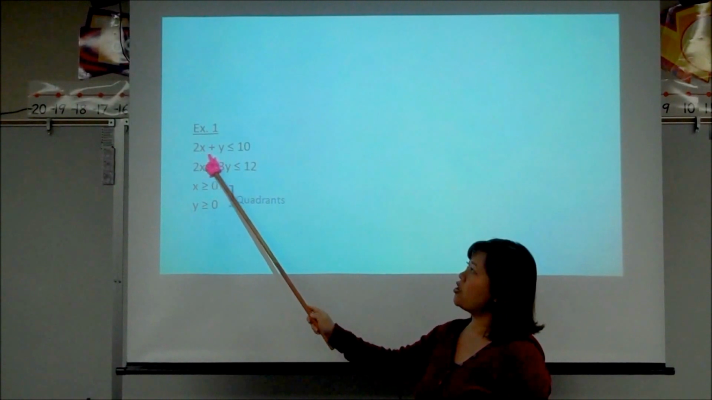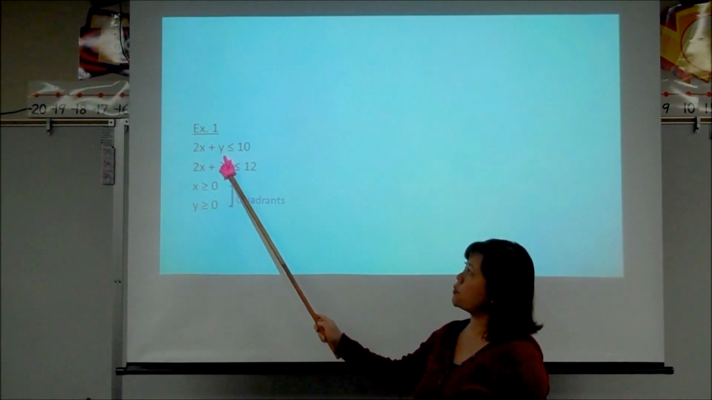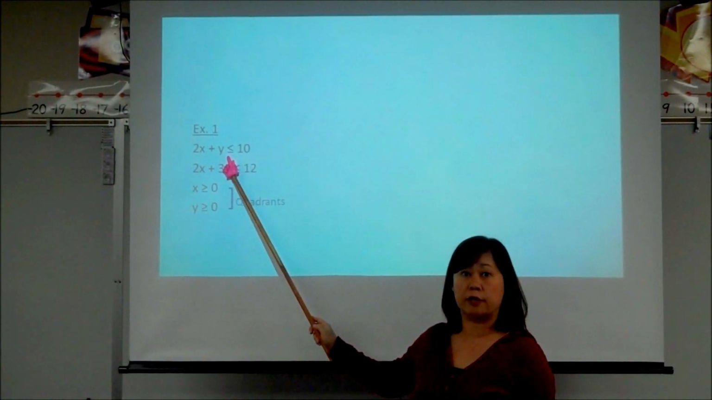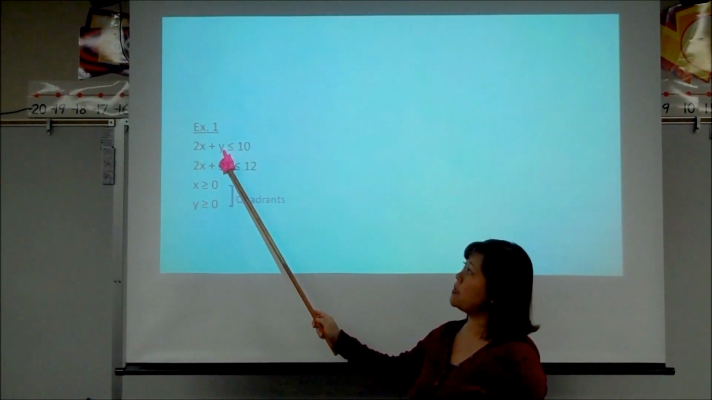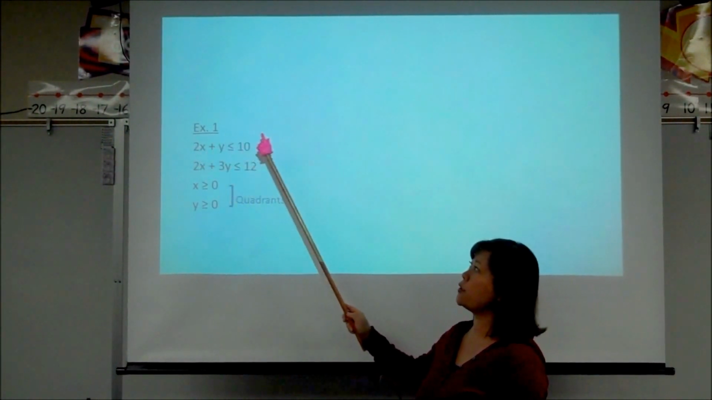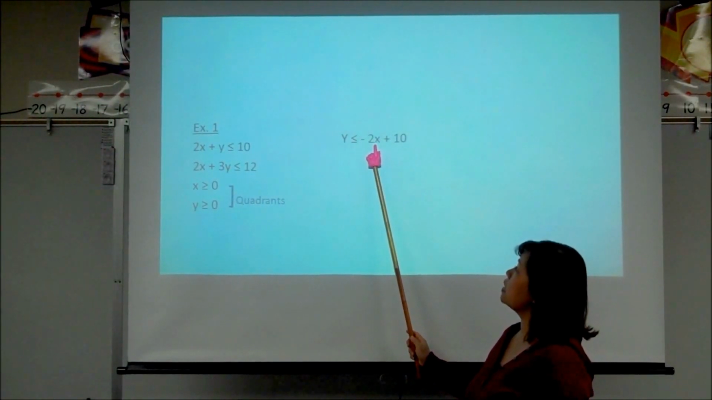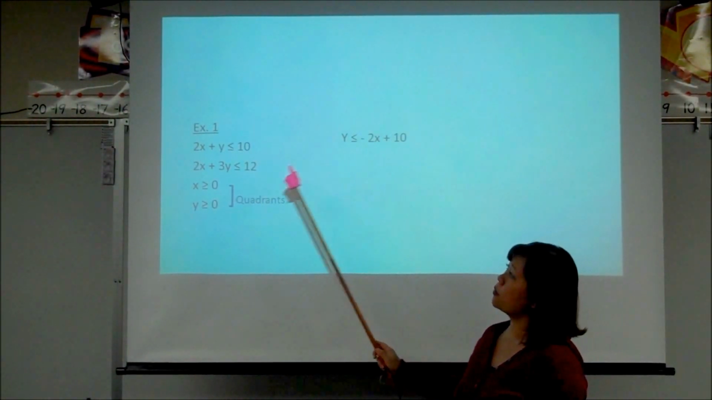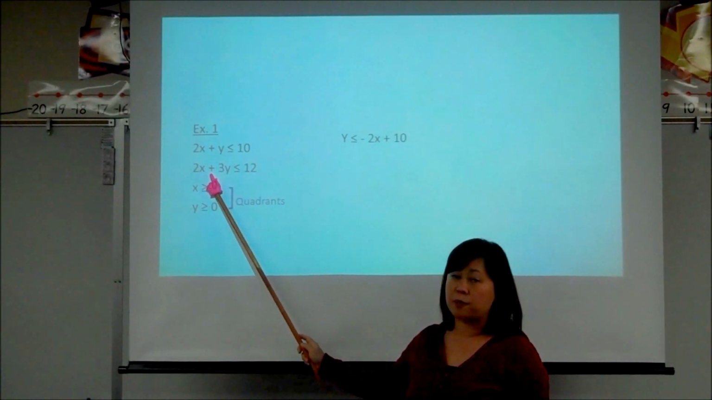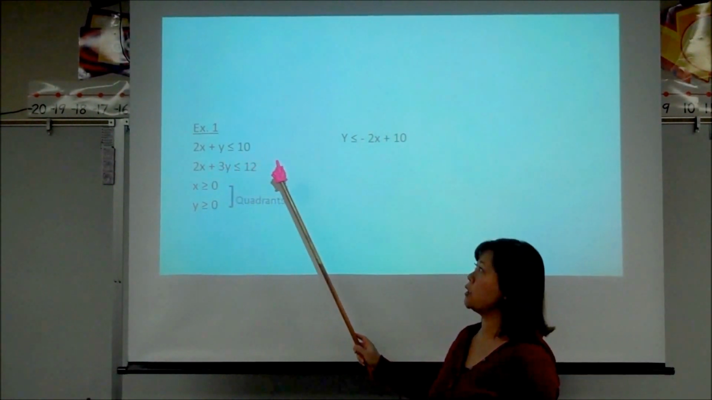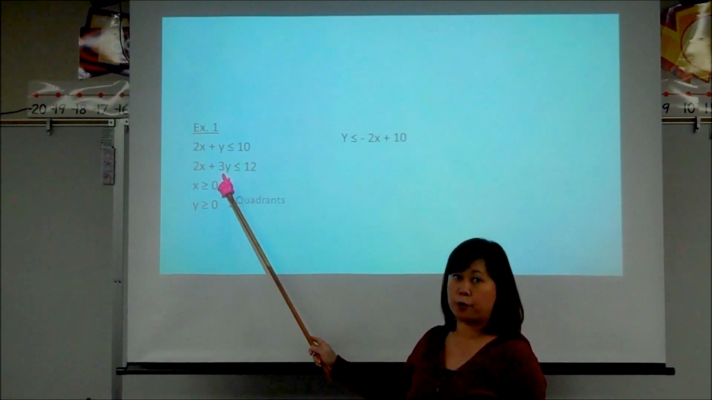So now we have to change this equation right here, the 2x plus y is less than or equal to 10, like we learned in the first video. We want to have y by itself, so we're going to bring the 2x over to the other side of the inequality sign, and you're going to get y is less than or equal to negative 2x plus 10. Then we're going to take the second equation and do the same thing. We're going to bring the 2x over to the other side, and then divide by 3 on both sides.